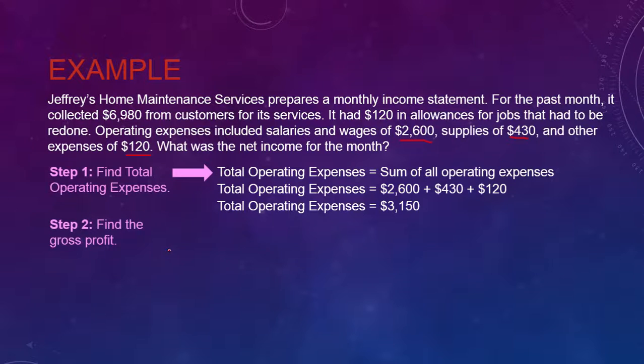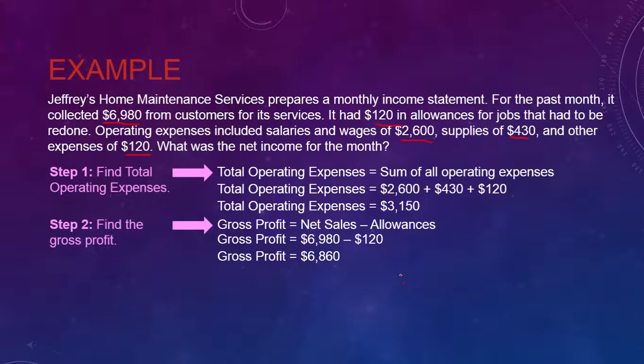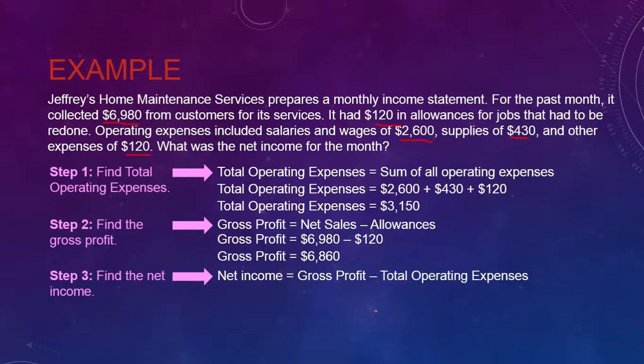$3,150. Second step is to find the gross profit. It's simply just getting the net sales and subtracting the allowances from there. When we do that, we get $6,860. Again, you can do step 1 first or step 2 first. In this case, it really does not matter. Once we do that, to find the net income, we just subtract the two numbers, the gross profit minus the total operating expenses, giving us a net income of $3,710.